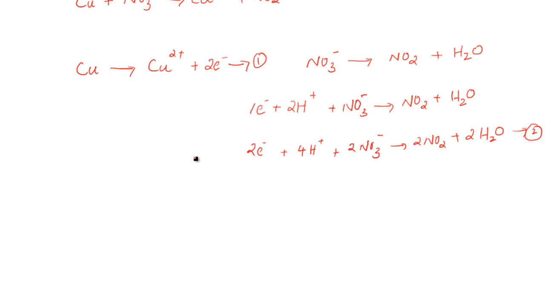If you look at both of the equations, in one equation 2 electrons are on the right side, in the other equation 2 electrons are on the left side, so they get cancelled away. Now carefully write whatever is left. On the left side, from the first equation you have a Cu, and from the second equation you have 4H plus and 2 NO3 minus. On the right side of the arrow you have Cu2 plus from the first equation, and then 2 NO2 and 2 H2O from the second equation. So this should be your balanced equation.